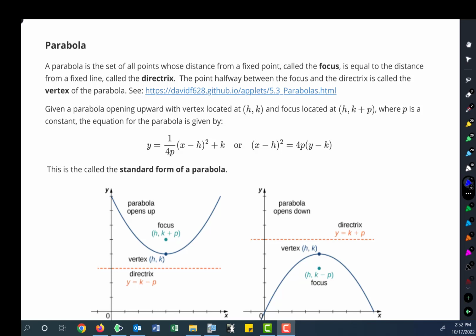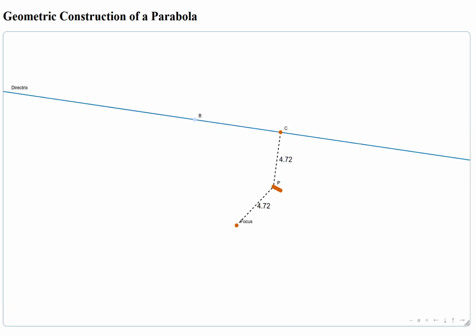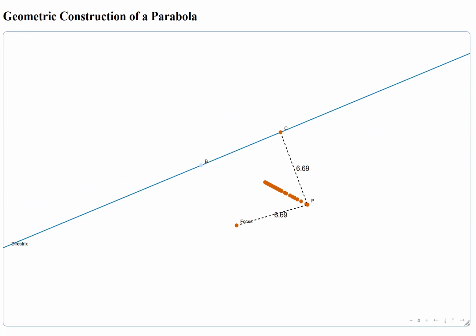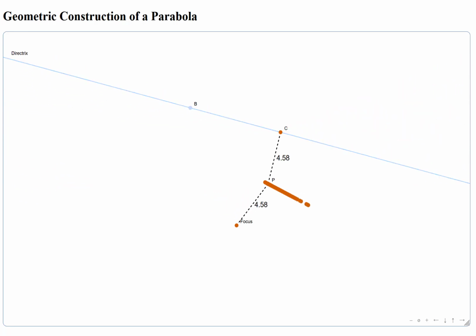Let's take a look at an app to show you what this all means, and then we'll define everything and go from there. Okay, so the line that you're looking at here, that's my directrix, and I can change the angle of that line using this point B. Although the point B is not part of the construction of a parabola, it's just so I can change where this directrix is. Then I also have a point that I can change called the focus.